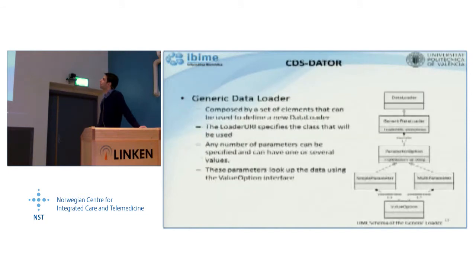Okay, and next. We started creating a generic data loader. This was the first loader that we created. The main attribute of this data loader is the loader URI, which specifies the class that is going to be used to load the data. Any number of parameters can be specified, and these parameters can be simple or multiple. These parameters will look for the data using the value options that I already commented. Next, please.